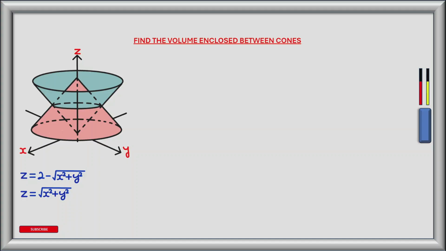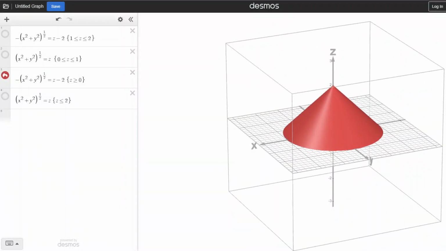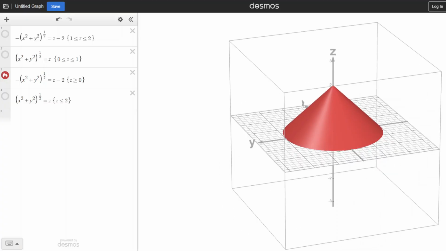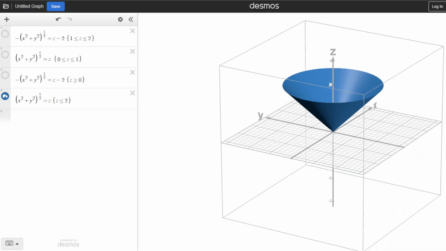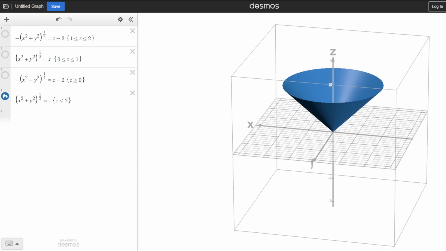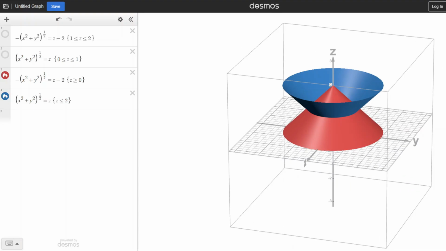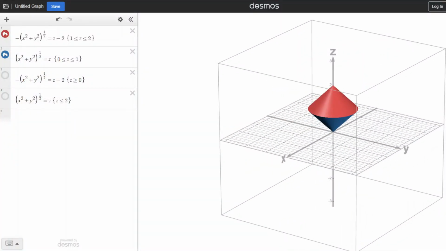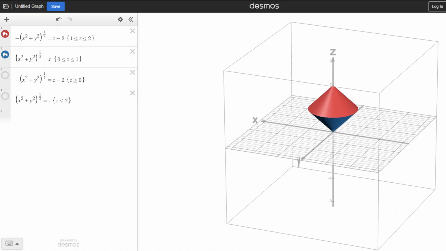Let's take a look at the cones in 3D form using a graphing tool. So this is the red cone in isolation, and the base is on the xy plane where z equals 0. And this is the blue cone in isolation, and the apex of this cone is on the xy plane where z equals 0. And if I put the two cones together, we get this structure where the two intersect. And if I limit the structure to where the two intersect, we get this, and we want to find the volume within.